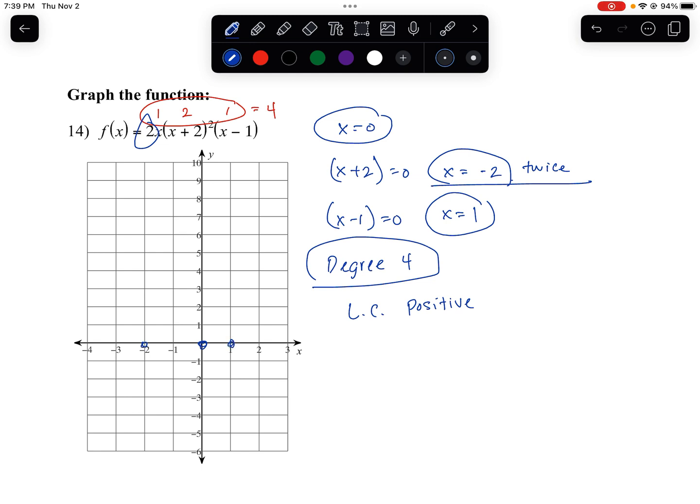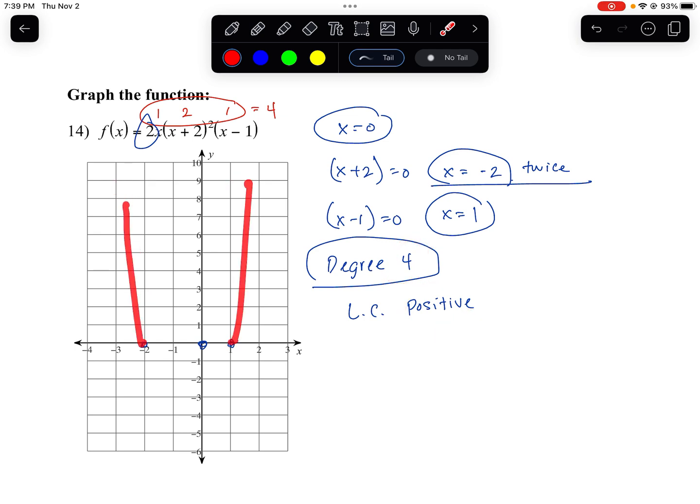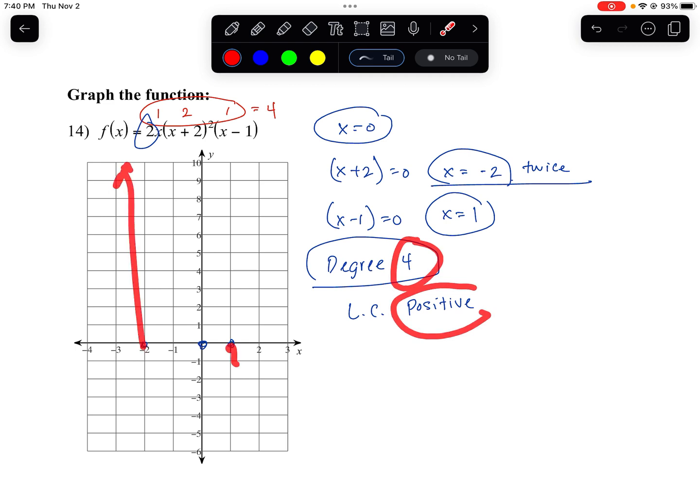That means from this point right here, since it's an even degree and it's positive, both ends have to be going up. So from this intercept, the function has to be going up. If it were negative, it would be going down. If it were of degree 3 and positive, it would be going up here and down here. If it were odd and negative, it'd be up here and down there. So those are rules from 3.1 from the previous unit that we did.